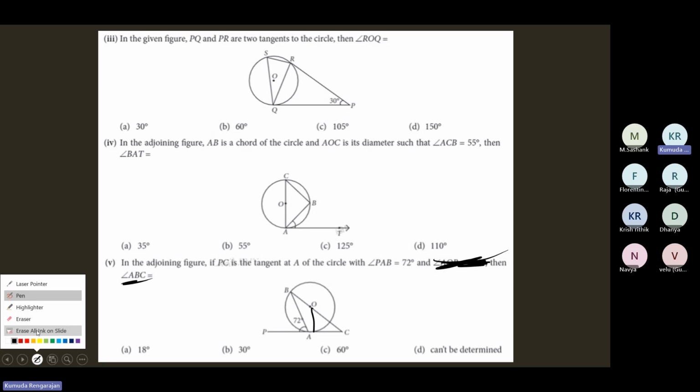So Danya, as you said, this is 90. 90 minus 72, this is 18. So this is 18 because this triangle is isosceles. OB is equal to OA, radius, so it's isosceles. So this is 18, this is also 18. So ABO is 18, which means ABC is also 18. Okay, so 18 is the correct answer.